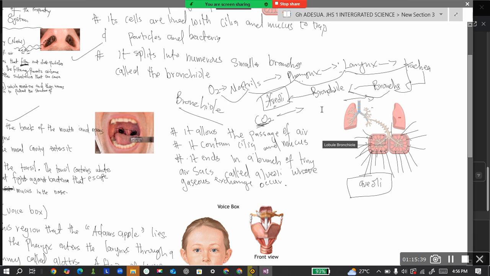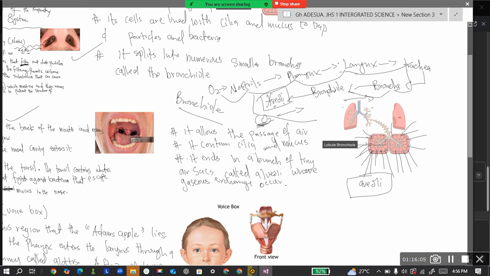And all of these structures are found in the lungs. Now take notice. The alveoli and the bronchus are found within the lung. The bronchus branches into the lungs. So the lungs contain the alveoli and the bronchus. Are you getting the point? If you don't have these, you'll not be able to breathe.